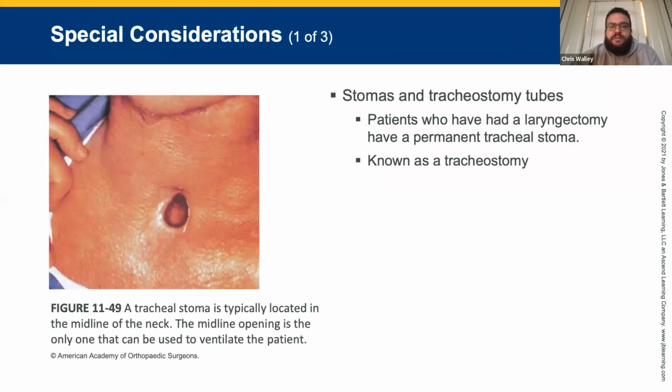So here's some special considerations. We want to talk about stomas and tracheostomy tubes. Patients who have a laryngectomy have a permanent tracheostoma, which is an opening in the neck that connects to the trachea, and that's directed into the skin, and that's known as a tracheostomy. And they do look like that.